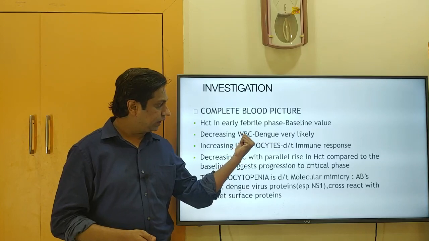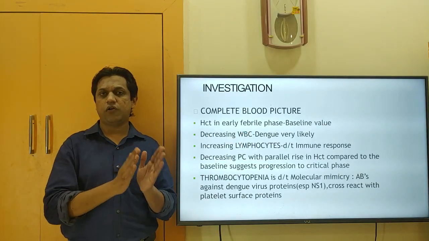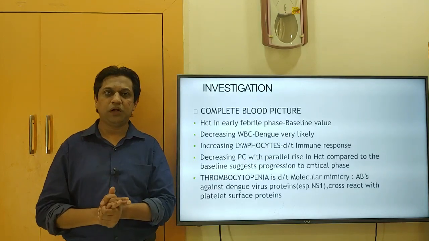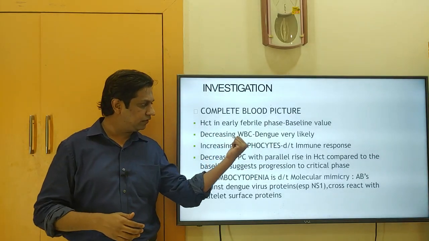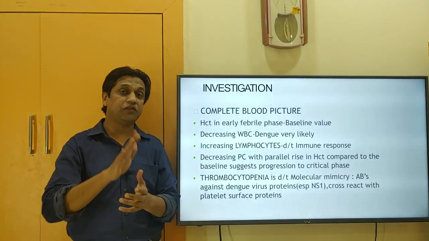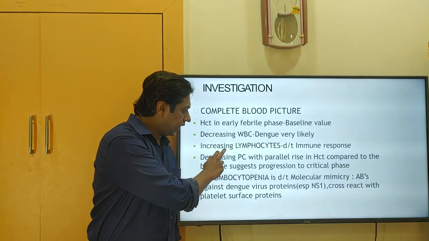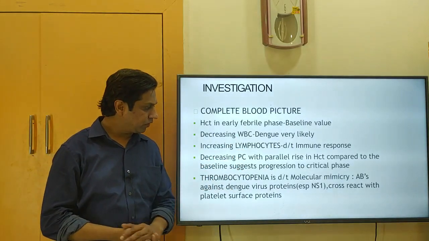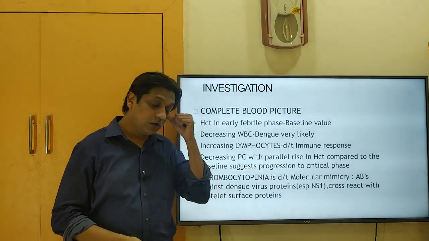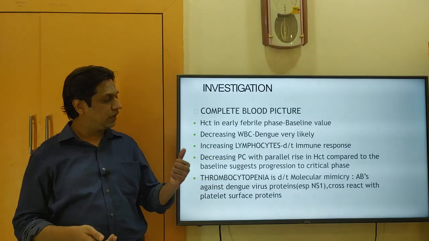Then decreasing WBC count. Generally the WBC count will be in a range of 4,000 to 11,000 cells per cubic millimeter. So if there is a specific history of fever and there is a decrease in the WBC, then dengue is very much likely in a dengue endemic area or whenever there is an outbreak of that. Then you can see there is an increase in the lymphocytes due to the immune response, then decreasing platelet count. So this is one of the diagnostic things here.